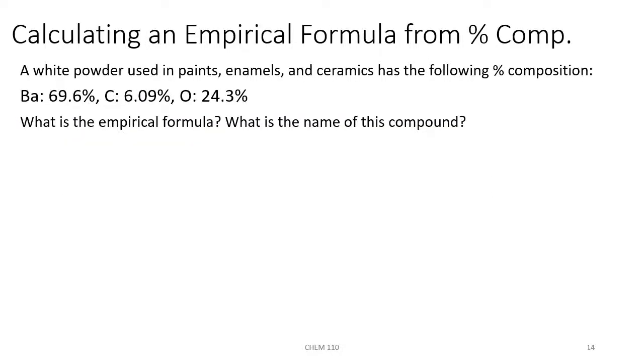Let's do an example of calculating an empirical formula from percent composition data. A white powder is used in paints, enamels, and ceramics, and it has the following percent composition: 69.6% barium, 6.09% carbon, and 24.3% oxygen. What is the empirical formula, or the simplest formula, and what is the name of this compound?